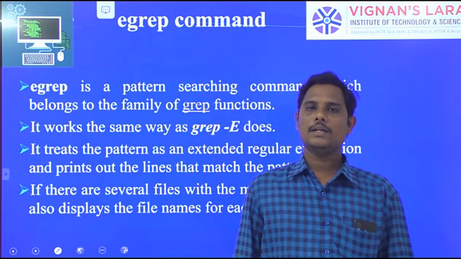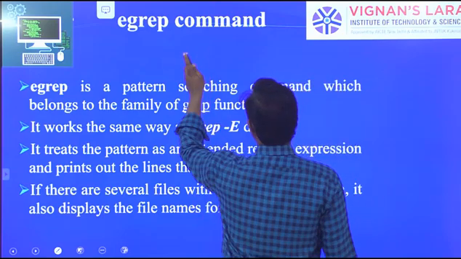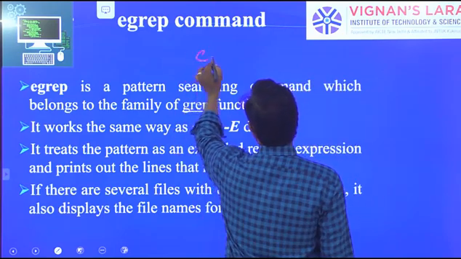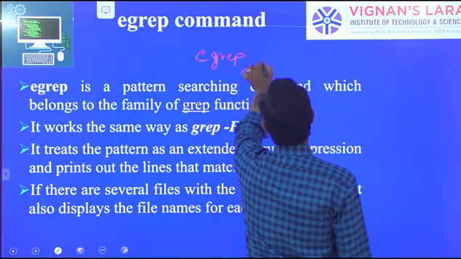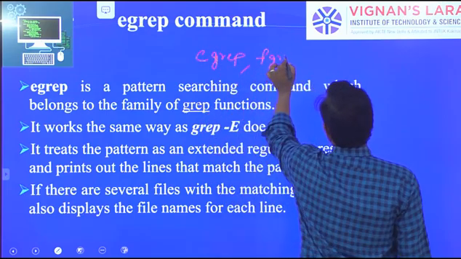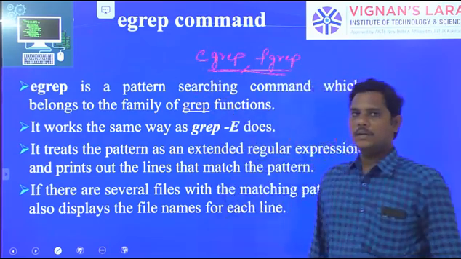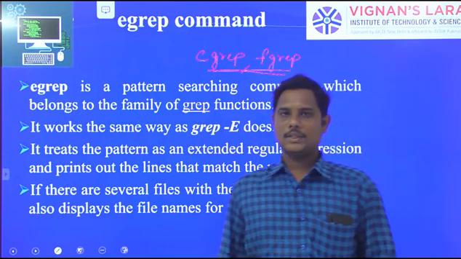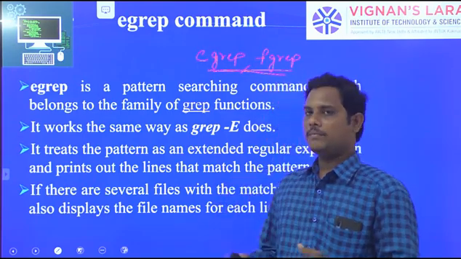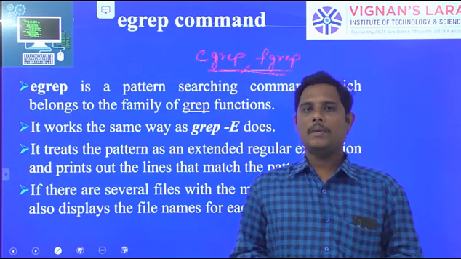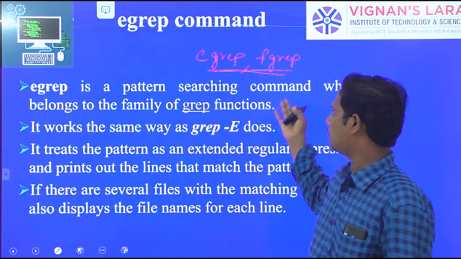The remaining 2 commands in the grep family are egrep and fgrep. These 2 commands are the grep family. So now in this class I want to discuss these 2. We will finish the grep family commands. You know already that these 2 are the grep family.